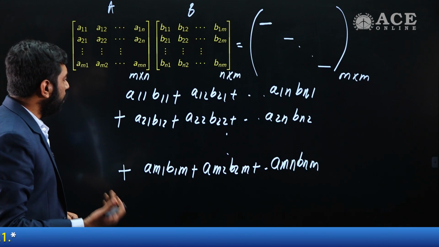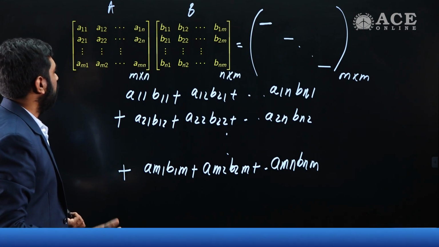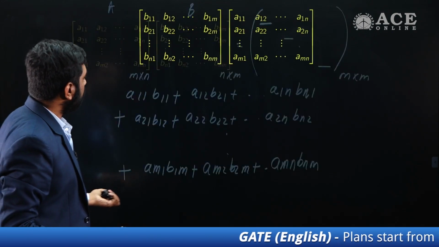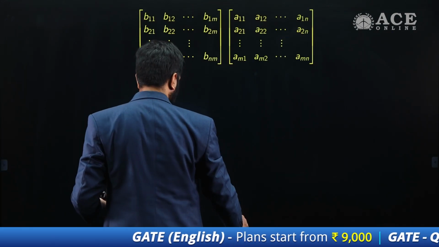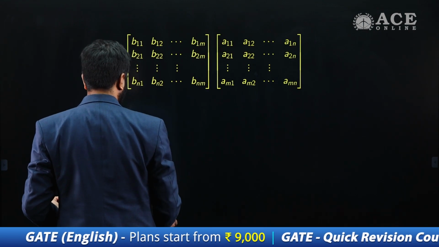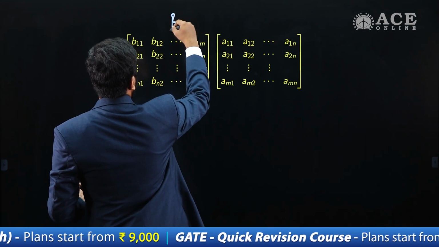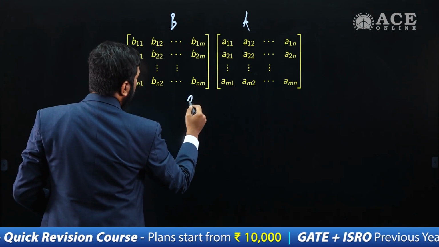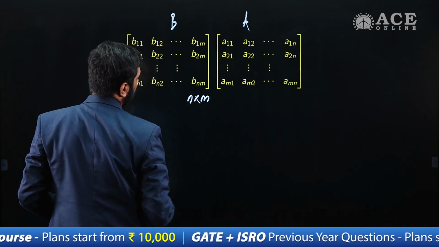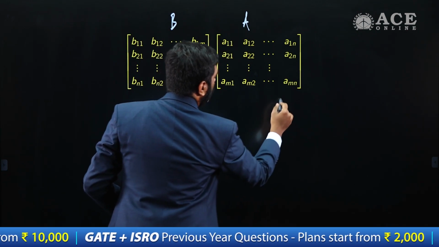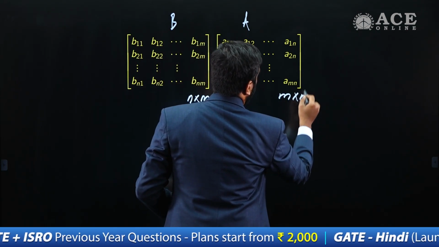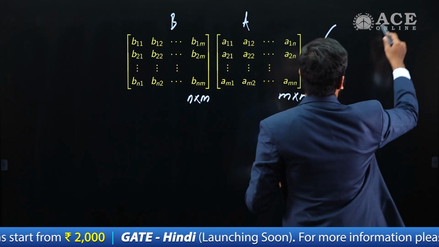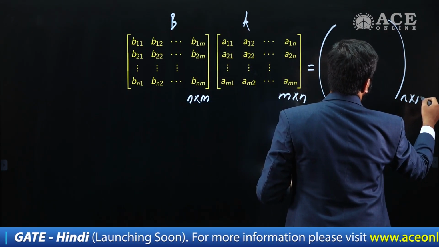Okay, so I'm now going to find the trace of BA. For that you have to write B first and then followed by A. So look at this. This is like B. This is like A. What is the order of this? It has got n rows and m columns. It has got m rows and n columns. When you multiply n cross m with m cross n, what are you going to get? You're going to get n cross n.